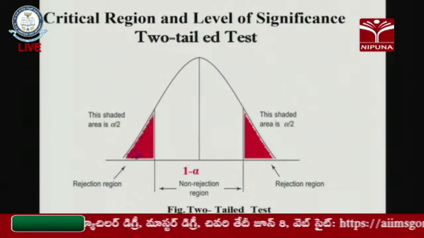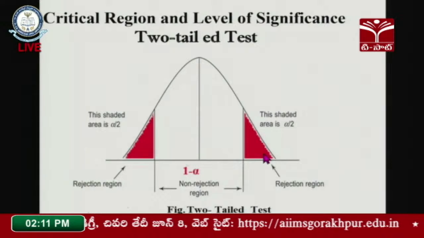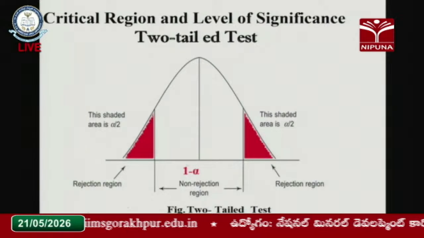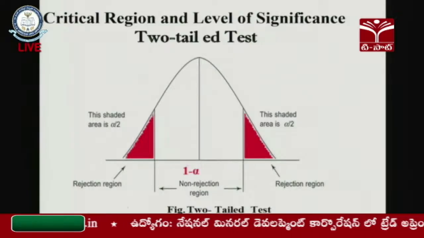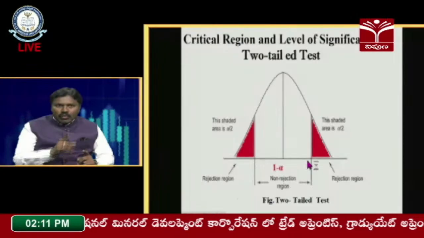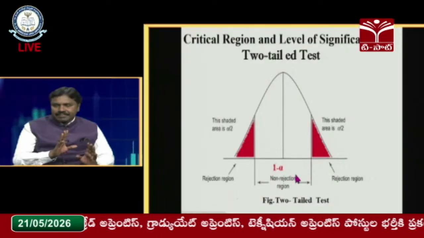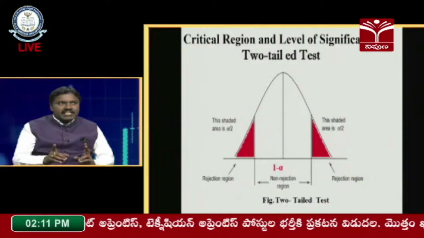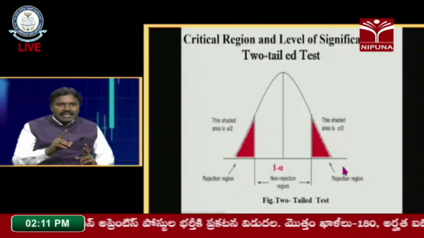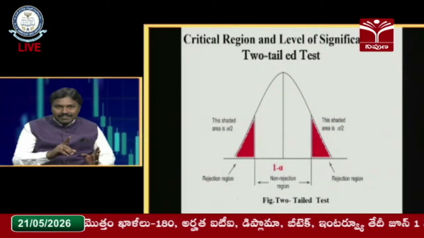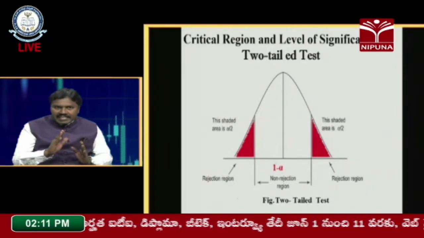That means the left side is alpha by 2, and the right side is alpha by 2. Alpha by 2 plus alpha by 2 is alpha. The remaining region is the total area of the probability, which is always 1. Already we know that. So 1 minus alpha tells about the non-rejection region. Alpha is the rejection region and 1 minus alpha is the non-rejection region, that means the acceptance region.